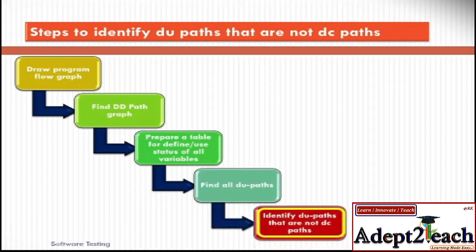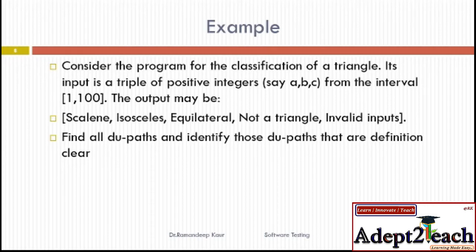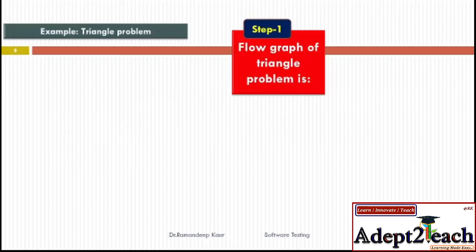At last, we will identify all the DU paths that are not DC paths. So I'm considering a triangle problem which has a triple of sides, that means a triple of positive integers A, B, C representing the sides, and the values lie between 1 and 100. Then the output can be scalene, isosceles, equilateral, not a triangle, or invalid.